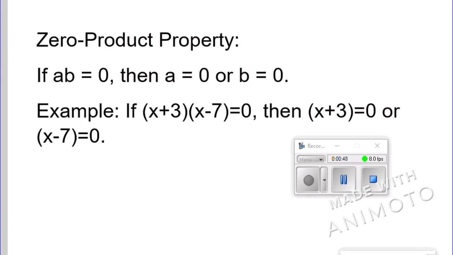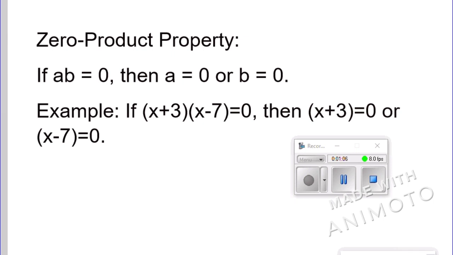This zero product property, it's really not extremely important. It is a vocabulary that might show up on some state or standardized testing. So in that sense, I kind of want you to know what a zero product property is. But as far as what it represents, not extremely important.